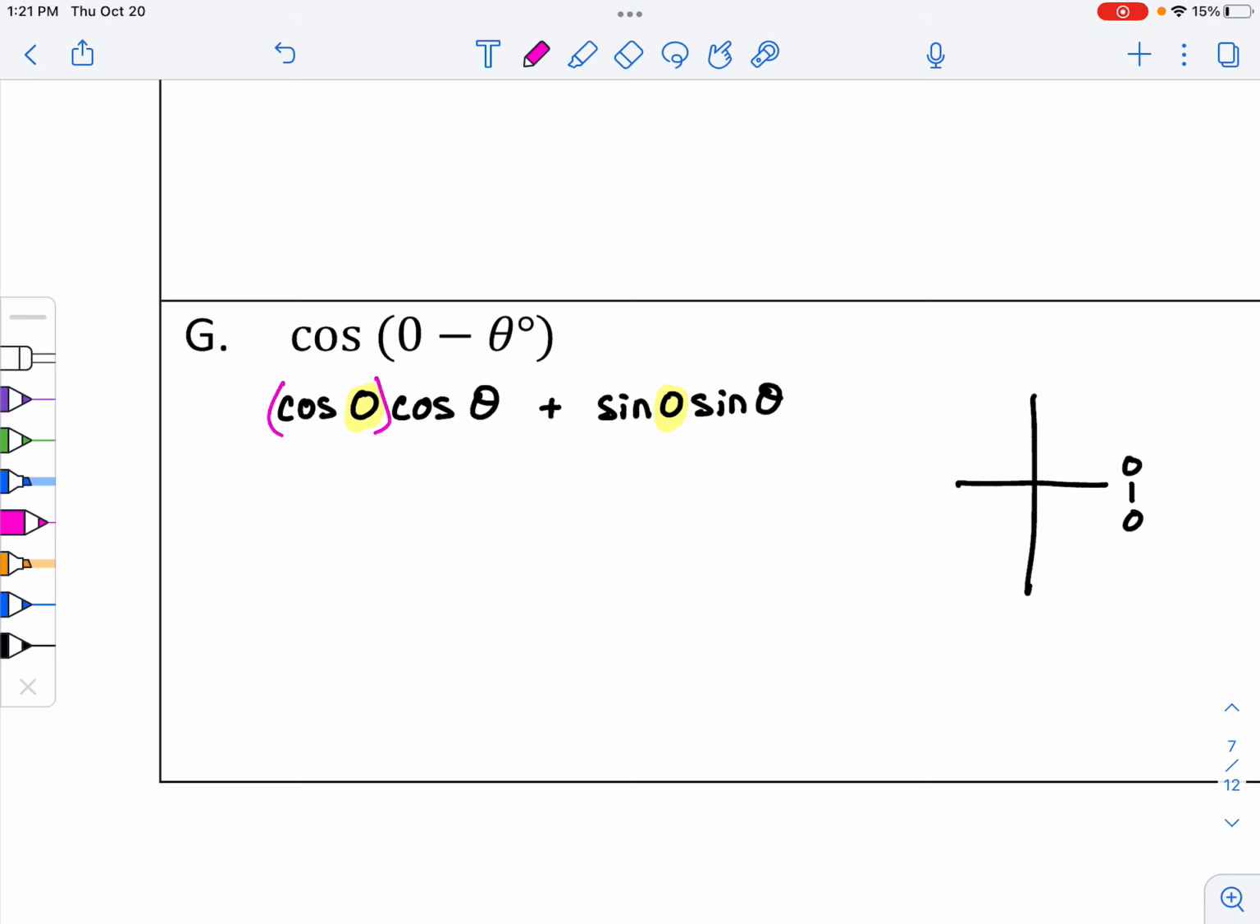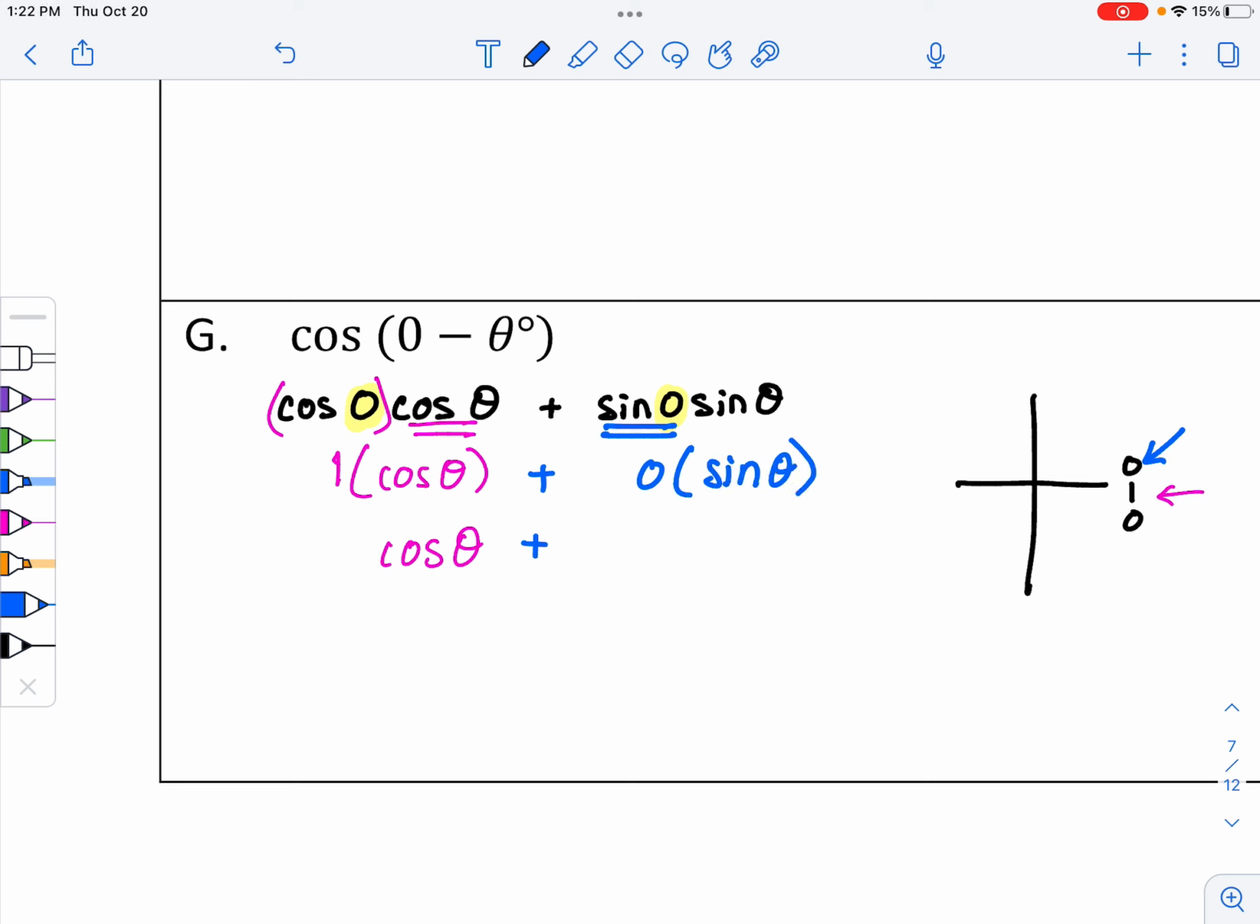What is the cosine of 0? It is 1. And I am multiplying that by the cosine of theta. 1 times anything is whatever you're multiplying by, so that simplifies down to cosine of theta. I am adding on the sine of 0. Well, the sine of 0 is 0, and I'm multiplying that through by sine of theta. 0 times anything is 0, so this would simplify into just being cosine of theta. It's okay that we leave a variable in the answer because we started with a variable.